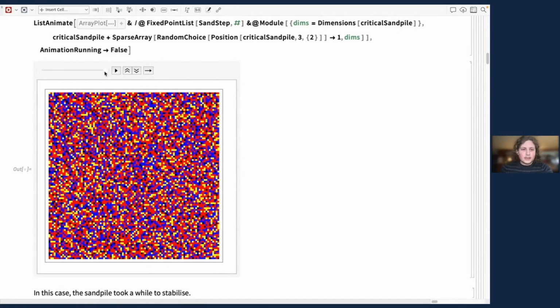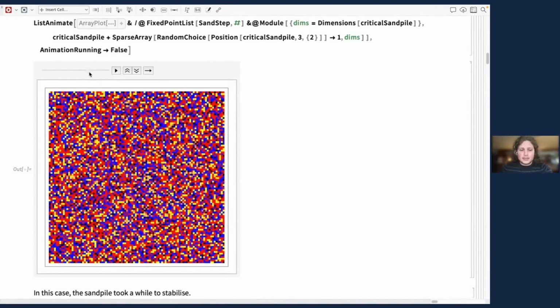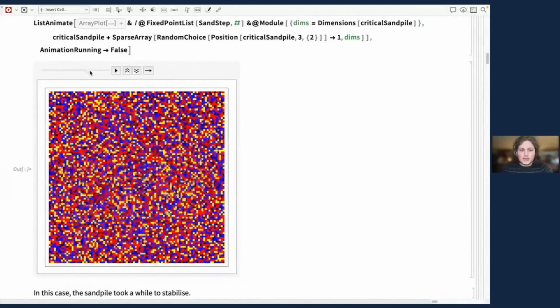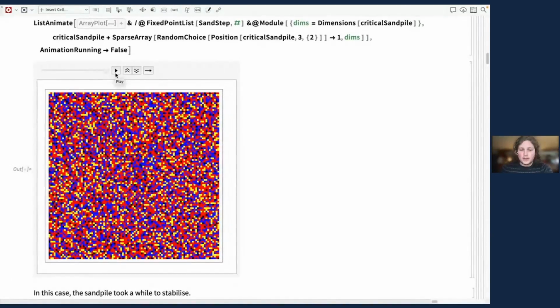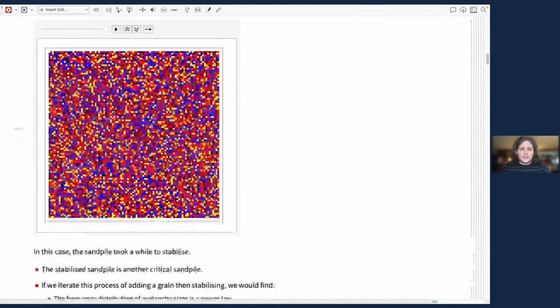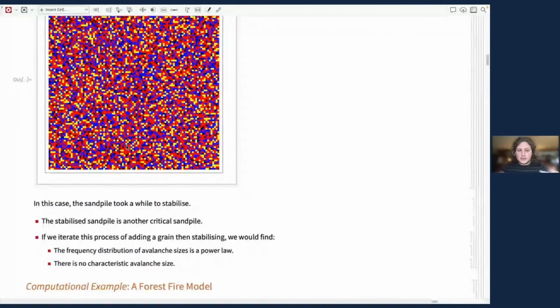And again, you can notice that in the interim here, in these unstable states, there are lots of these 0 cells that are adjacent to other 0 cells. There are more of those cases, whereas in this final state, typically you won't find 0 cells adjacent to other 0 cells. So in this case, it took a while for the sand pile to stabilize, and as I said, the stabilized sand pile is another critical sand pile.